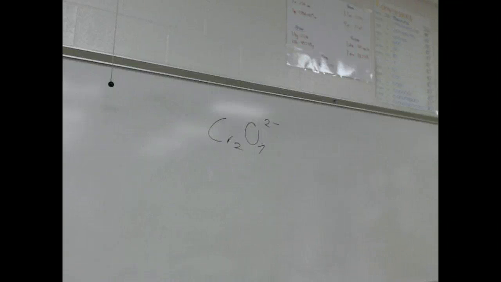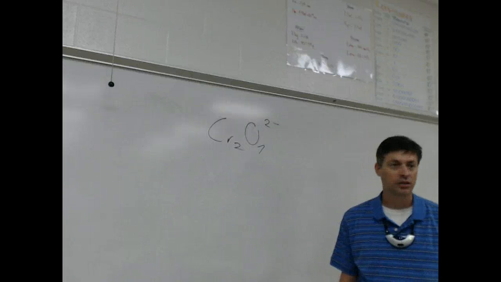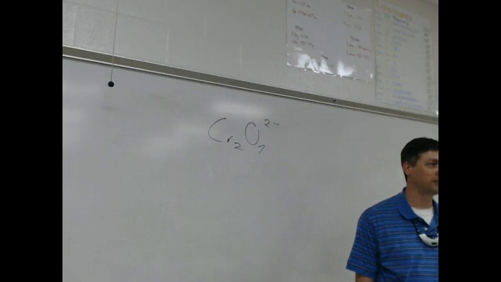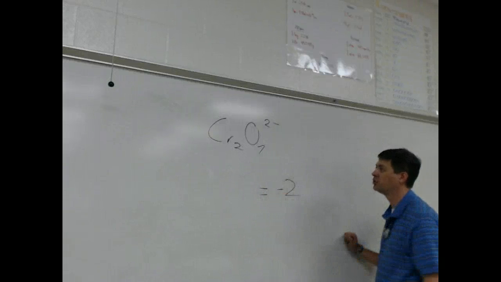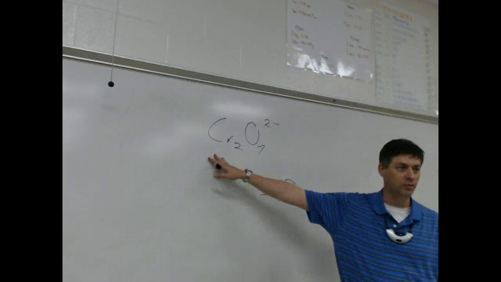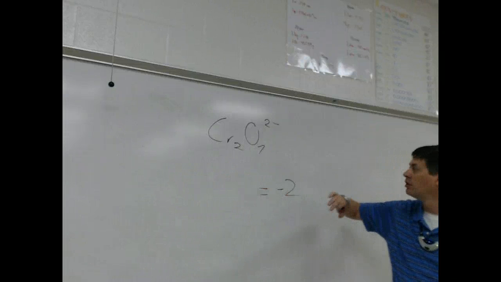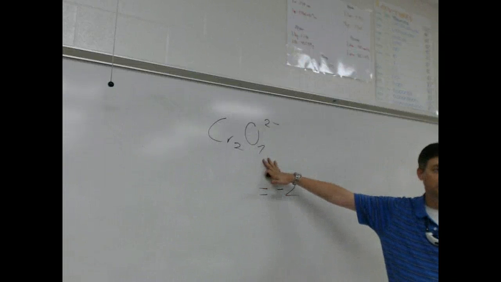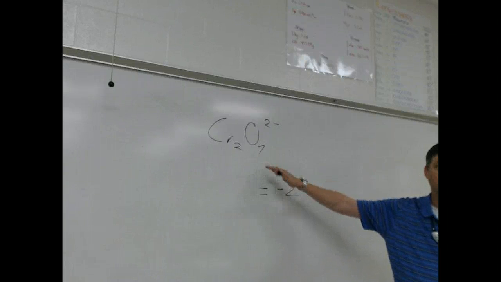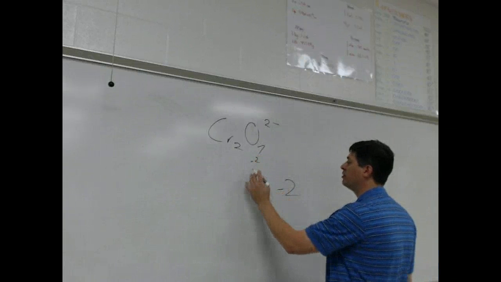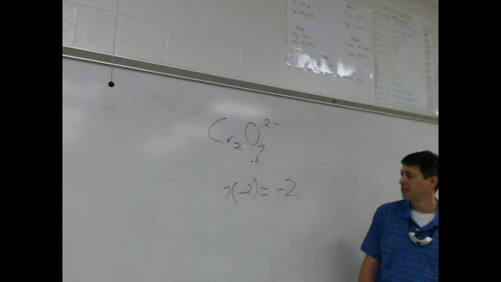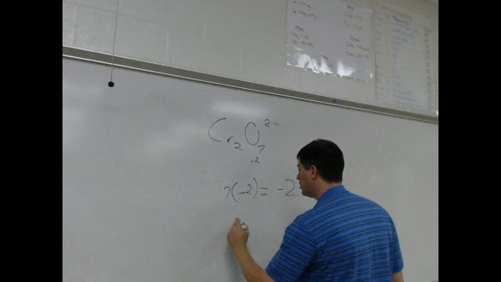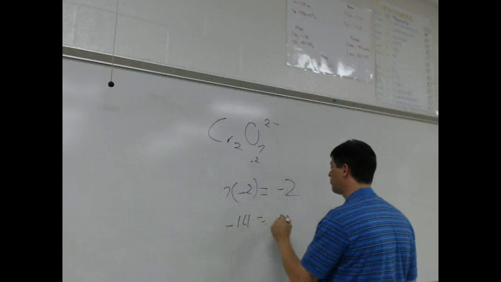Dichromate. This one's a little harder. What's it going to total up to? -2. Do I know chromium? No. Do I know oxygen? What's it going to be? The oxygen here is -2. So I've got -2 times 7. So that's -14.